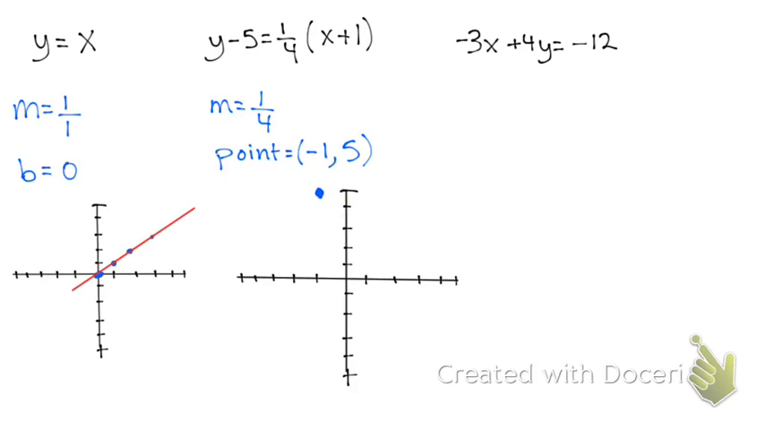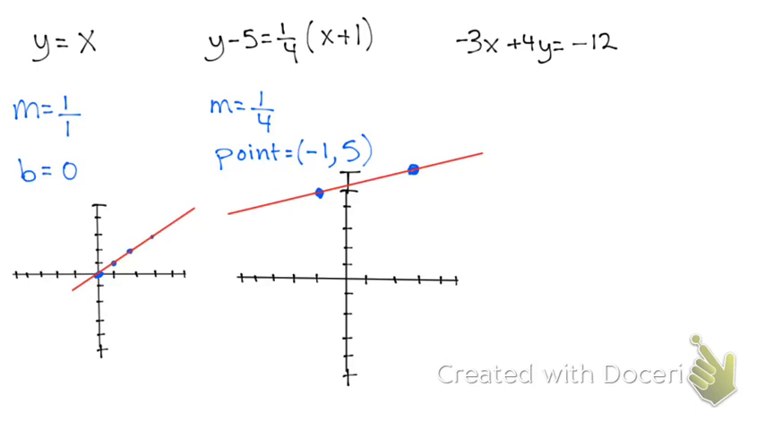So from that dot, our slope is 1/4. That means we're going to go up 1 over 4. Or we can also go down 1 and to the left 4. It makes the same line, so we can connect that.